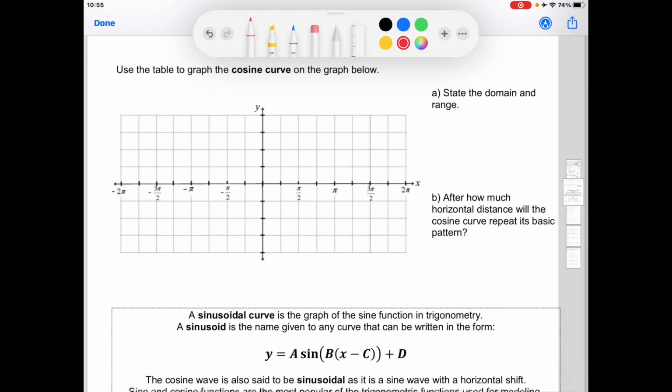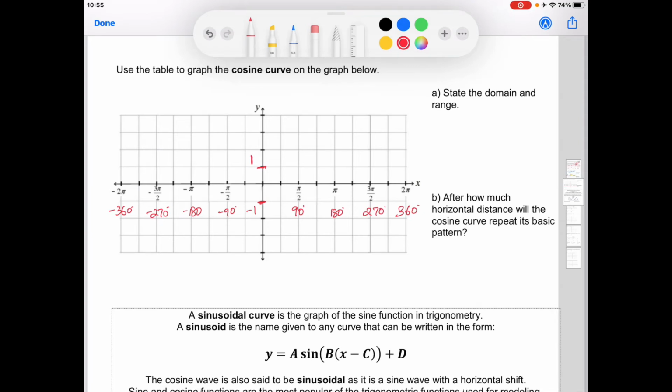So I am going to first convert my radians to degrees. This is 90, 180, 270 and 360, and this is negative 90, negative 180, negative 270, negative 360. Now we also know our maximum cosine value was 1 and our minimum cosine value was negative 1, so that's what my range would be.